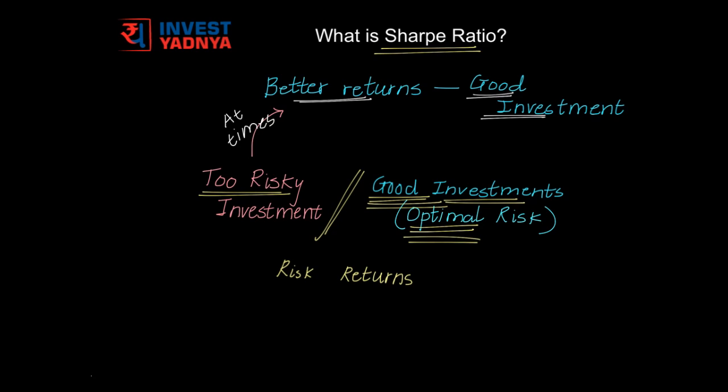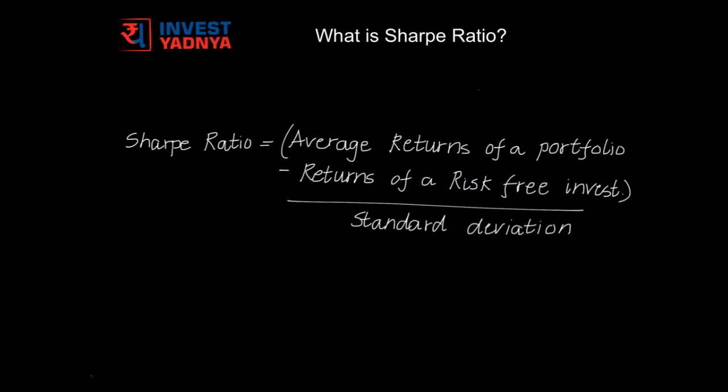Sharpe ratio evaluates risk and returns together to help you choose an investment that generates higher returns but for optimal risk taken. Mathematically, Sharpe ratio is represented as average returns offered by the portfolio, that's nothing but your mutual fund, minus returns offered by a risk-free investment, divided by standard deviation.